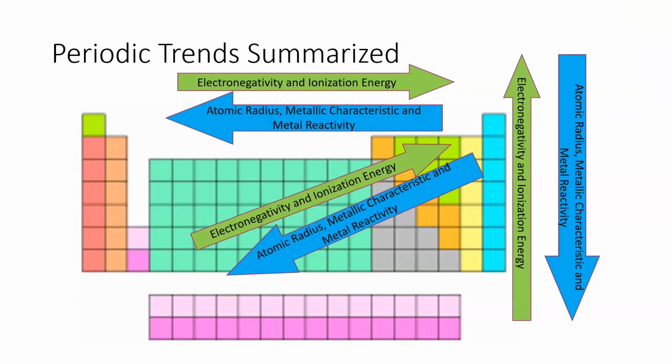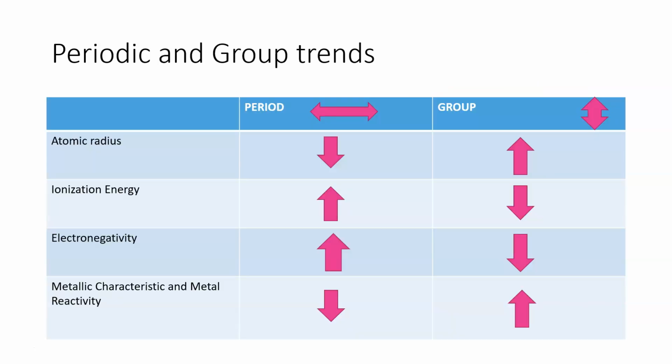Whoa, that was a lot. But I don't think it's really that bad once you get a handle on 9:30 trends and 3 o'clock trends. Here is a summary of everything we've just spent the past 20 minutes talking about, where you can see how things increase and decrease moving around the periodic table. Now, maybe you aren't a visual person like this, you're more of a chart person. So I made a chart for you too.